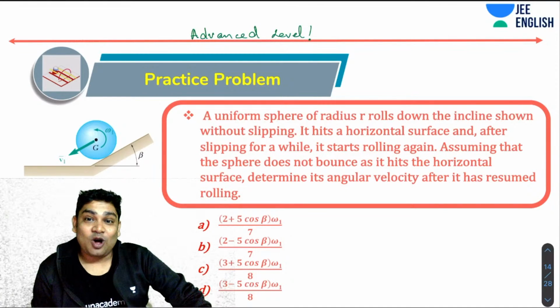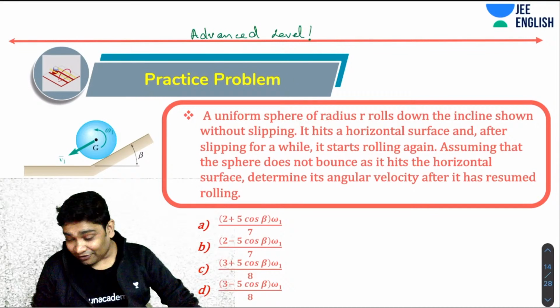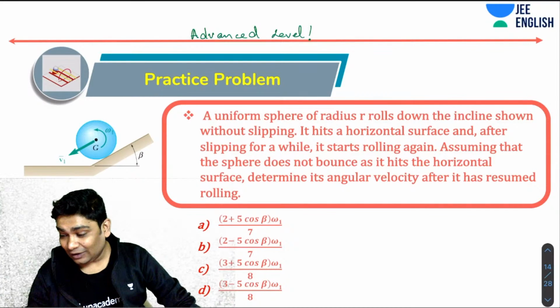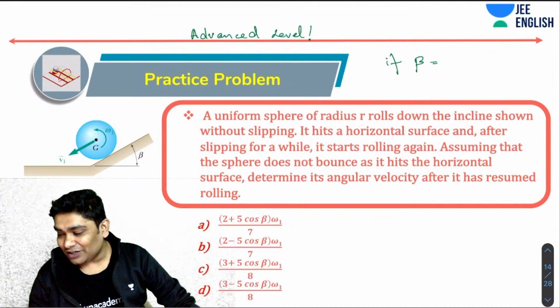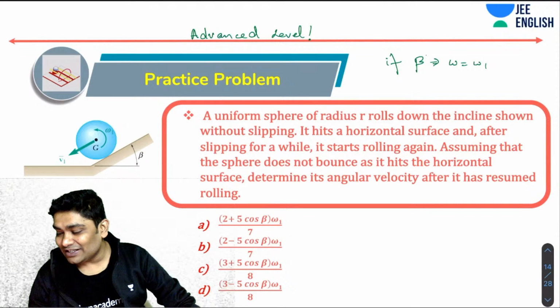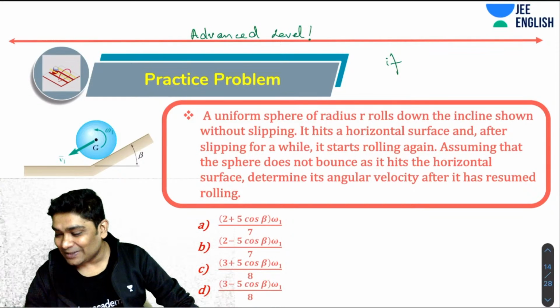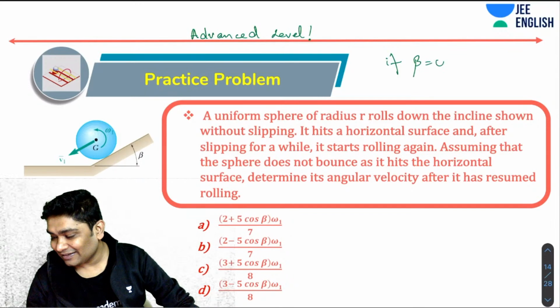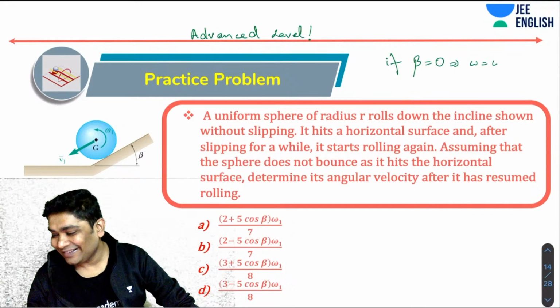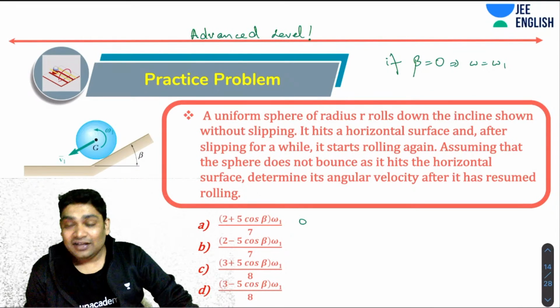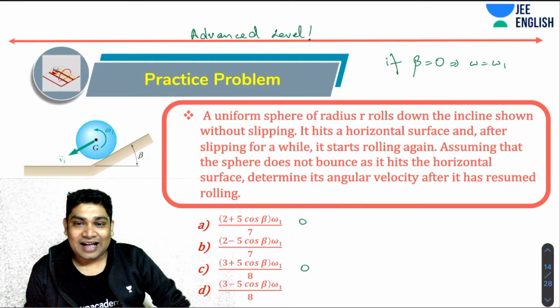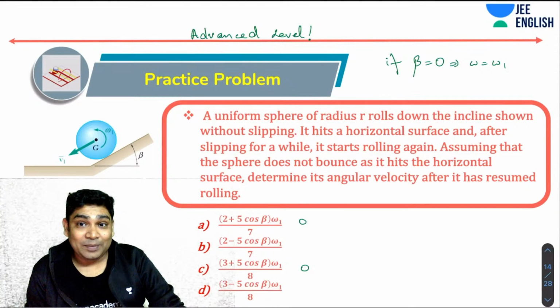watched my session on how to use options, then you know if beta is 0, I hope you will realize that the omega would not have changed. Omega would have been equal to omega 1. So try substituting beta as 0 in the options. Agreed. So only this option and this option have omega final as omega 1 when beta is 0.